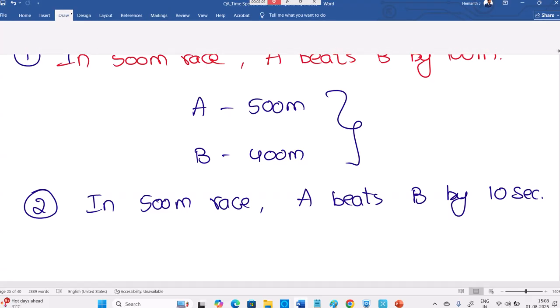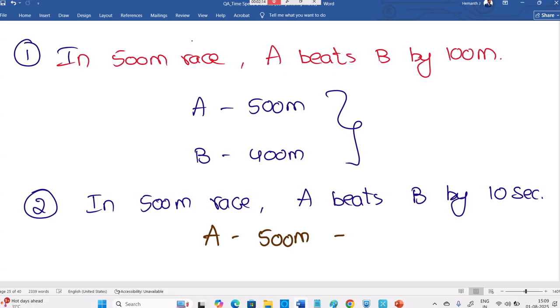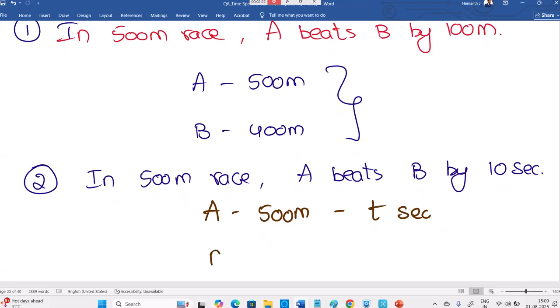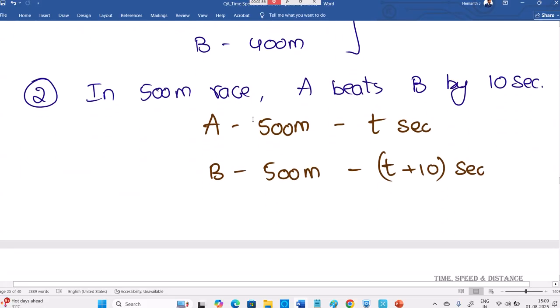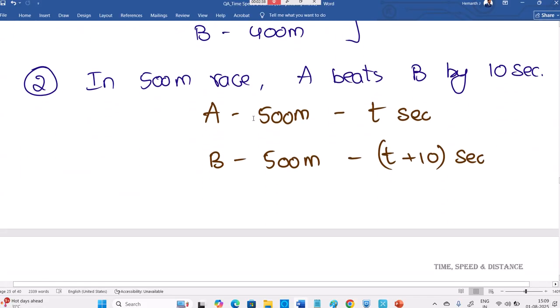So what is the meaning here? First, A completed the race. Whenever they give the statement beats by somebody, that person should complete the race. The race is for 500 meters. A completes the race, and let us say the time taken is t seconds. Then B completed the race in t plus 10 seconds. So how much extra time did B take? 10 seconds extra. That's why A beats B by 10 seconds. This is what you have to understand from the timing point of view.